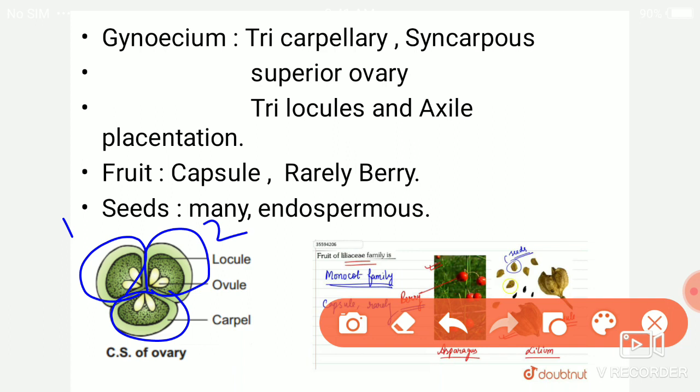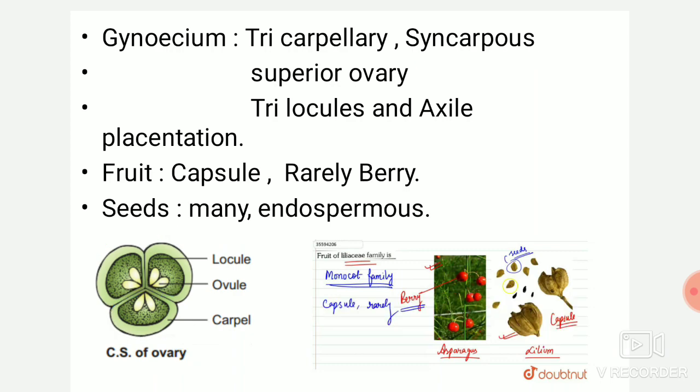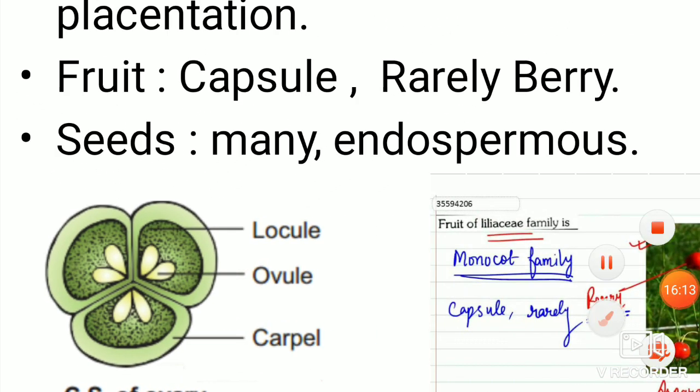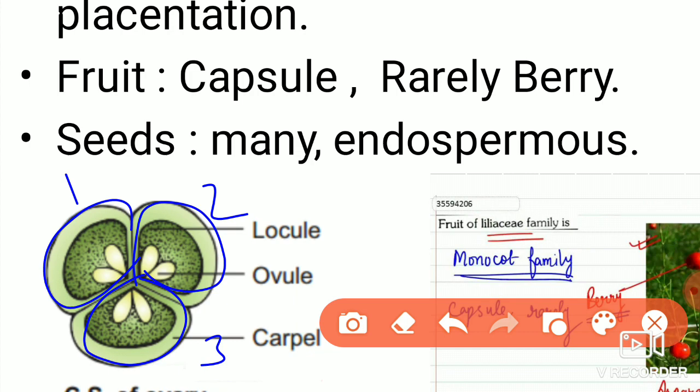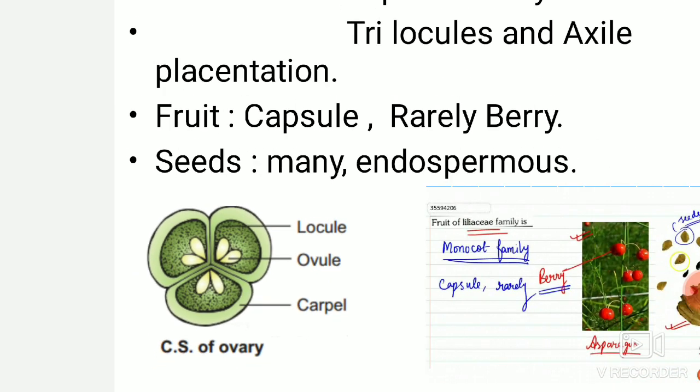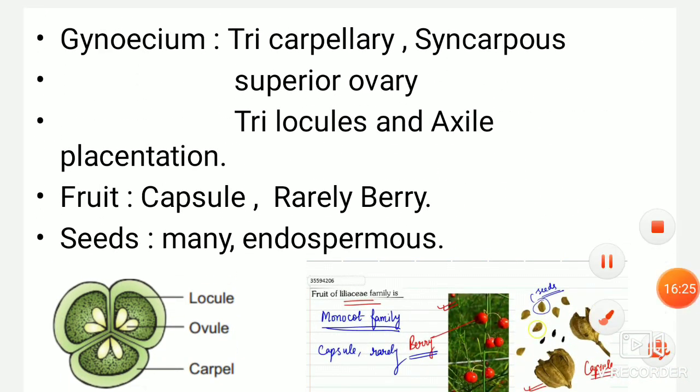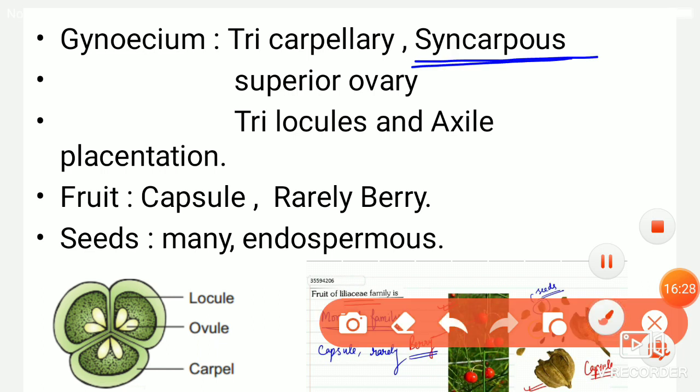So 1, 2, 3. Total 3 pistils are there, all are fused. What we will call for the 3 pistil or a carpel is fused, syncarpous. That means all the 3 carpels are fused. You can see here the carpels which are being fused. This is 1, 2, 3. All are fused. So that condition is called as a syncarpous.